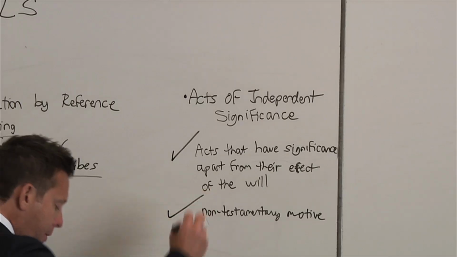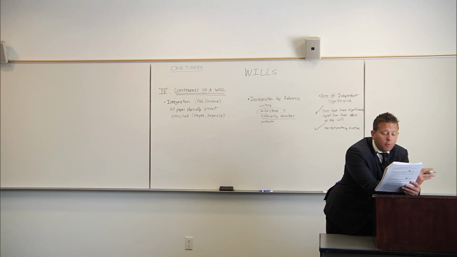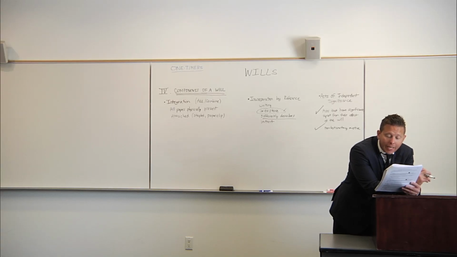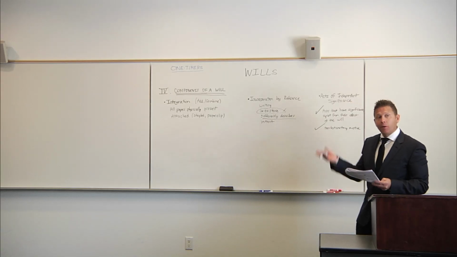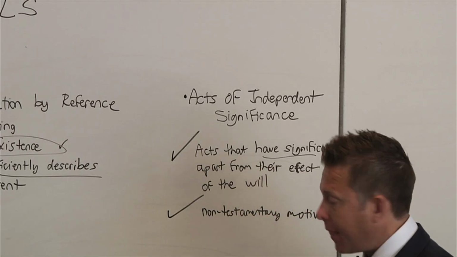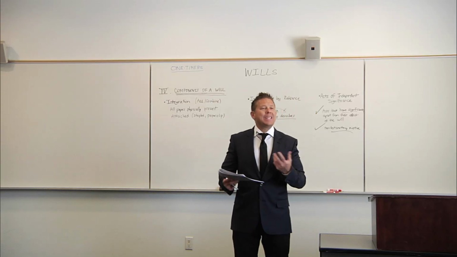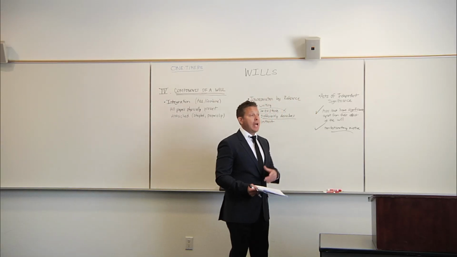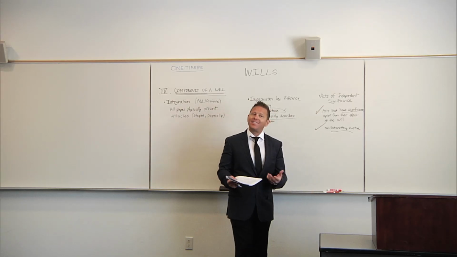So Coach Dean Smith put a provision in his will giving $200 to every letterman who played for him while he coached at North Carolina. This provision is an example of an act of independent significance. Playing basketball for Coach Dean Smith is unrelated to the dispositions in the will. Like I said, they didn't play for him because they knew they were going to get $200. And the fact that they played for him has significance apart from the effect on the will. And they played for Dean Smith for a non-testamentary motive. They weren't doing it to get any money out of him, nor did he ask them to play there and he would give them $200 in his will. That's not how it worked. That's what's called an act of independent significance.